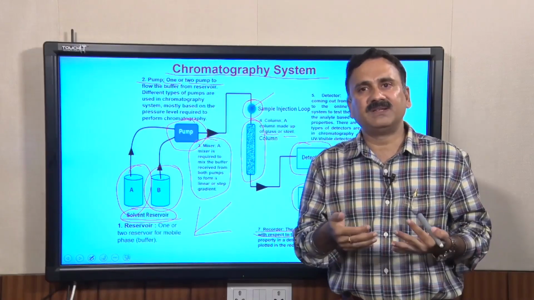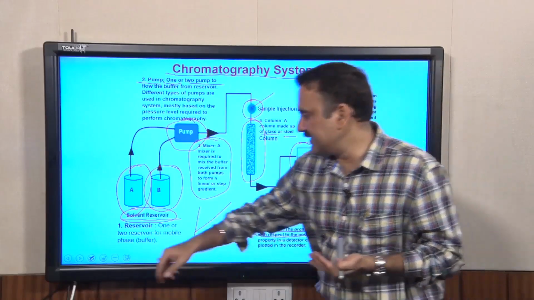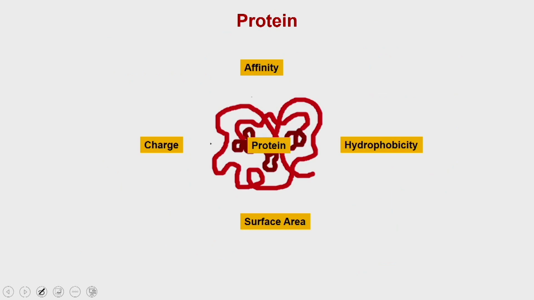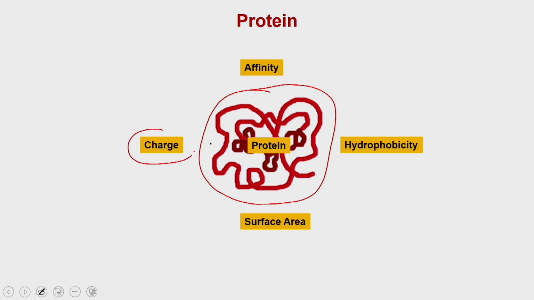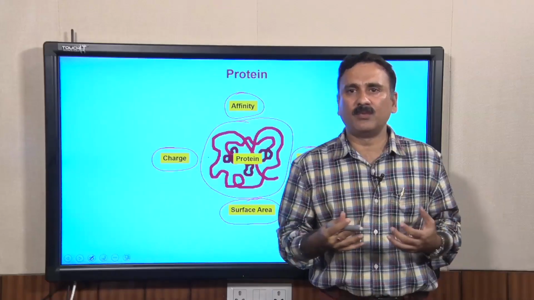After discussing the chromatography system, we moved on to the different types of chromatography. If you are working with a complex protein mixture or different types of proteins, they are going to vary in different properties. They are going to have different levels of charge on their surfaces, because proteins are made up of amino acids. So, they can have different types of charge, different types of hydrophobicity, different types of surface area, and they can also have affinity, which is going to be exploited in different chromatography techniques.